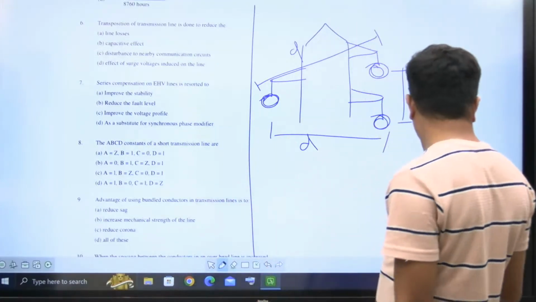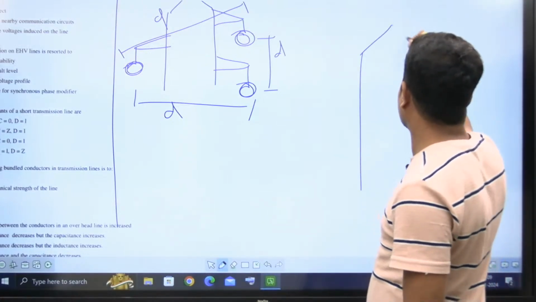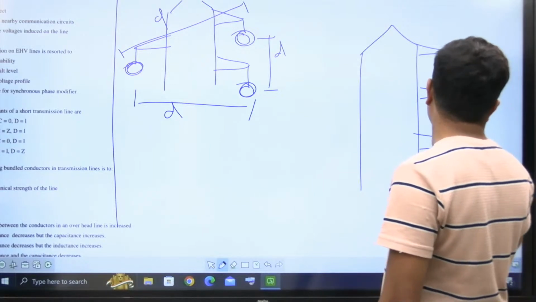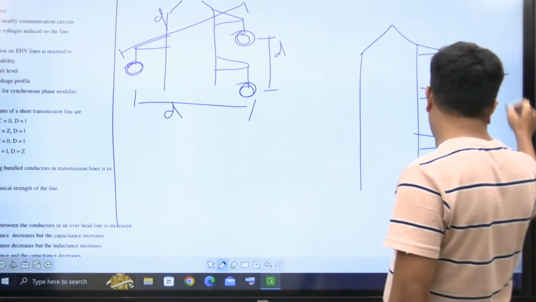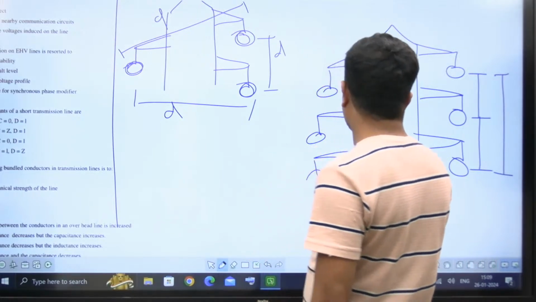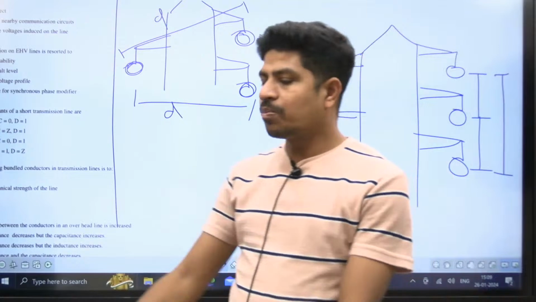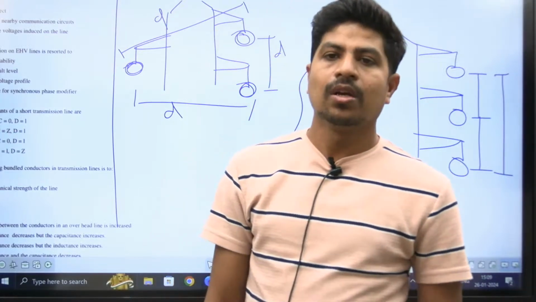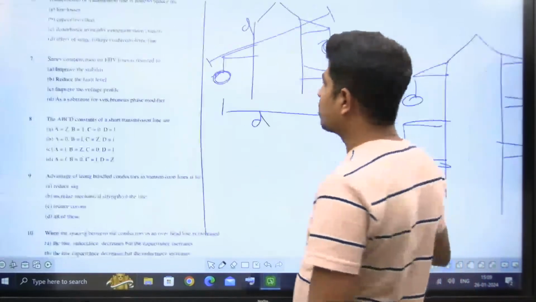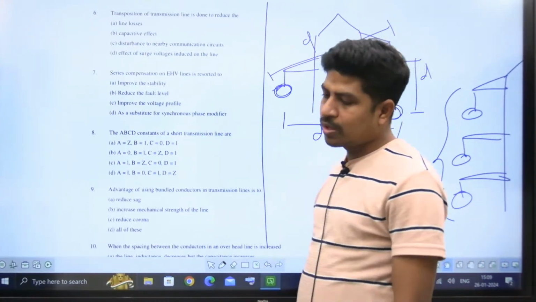If I am going for asymmetrical configuration, what is that? A here, B here, C here. The distances are not the same. Here again, A, B, C. If I am going like this, I am able to send two circuits at a time on a single tower. So practically, asymmetrical configuration is preferred. But because of that, there are some disadvantages like L per phase, C per phase are not equal, due to which voltage drops are not the same. The system is going to become unbalanced.